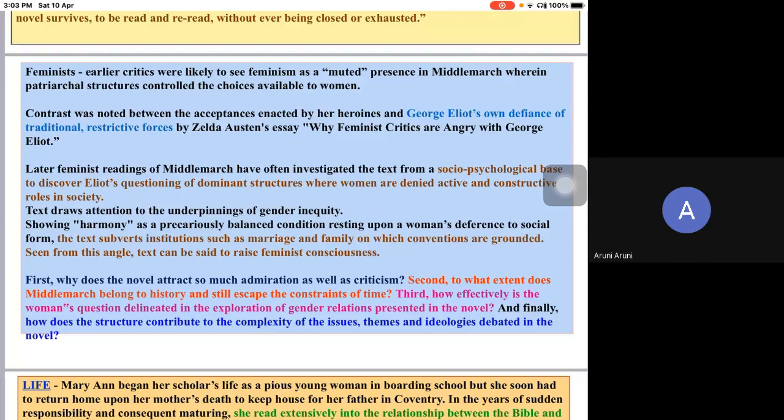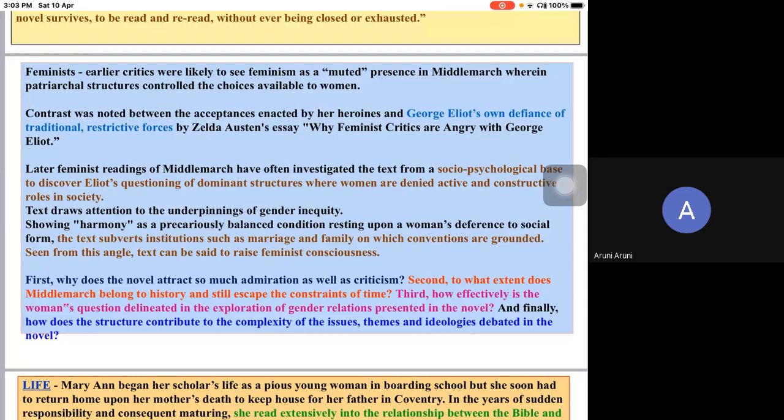there was this essay written by this critic called Zelda Austin. She wrote this essay called Why Feminist Critics Are Angry with George Eliot, because they felt that the heroines were more traditional and ready to accept the restrictive forces laid on them by society or the patriarchal norms.